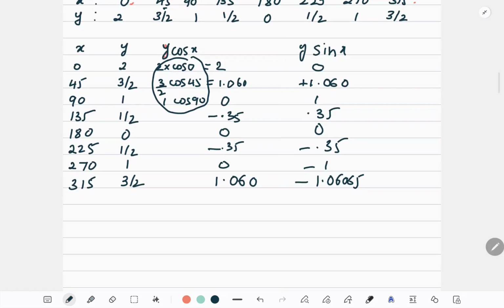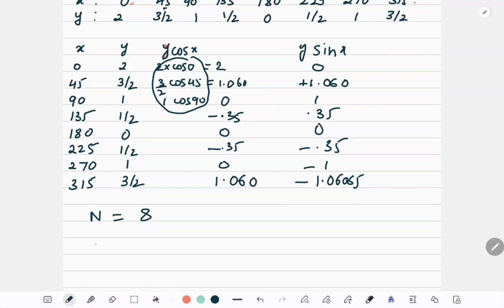Now next step. What is capital N? Capital N is the number of values given. So 1, 2, 3, 4, 5, 6, 7, 8. So N is equal to 8 here. Correct? Now next step. What is my next step? Next step, I'll find out the values.